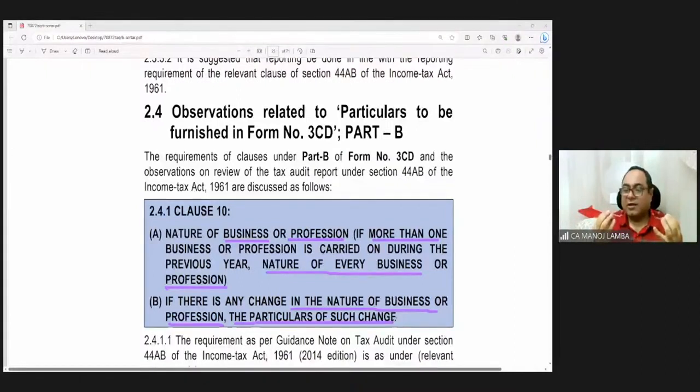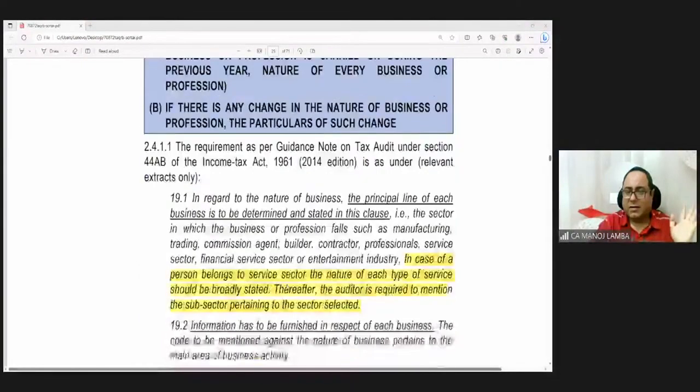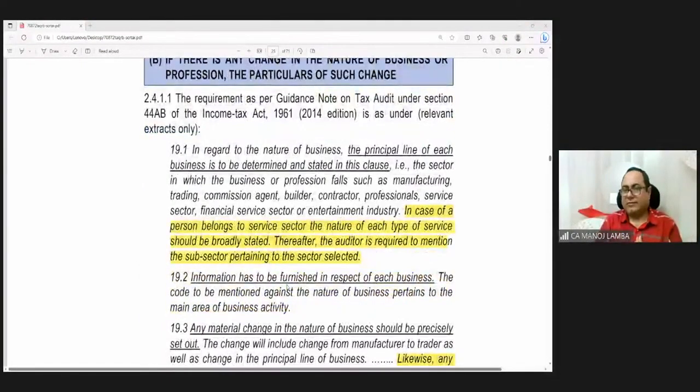for specific. But what does the Institute Guidance Note say on that? Please read with me. 19.1. In regard to nature of business, the principal line of business is to be determined and stated in this clause. The sector in which business or profession falls, such as manufacturing, trading, commission agent, builder, contractor, professional, service sector, financial service sector, entertainment industry, is to be mentioned specifically.